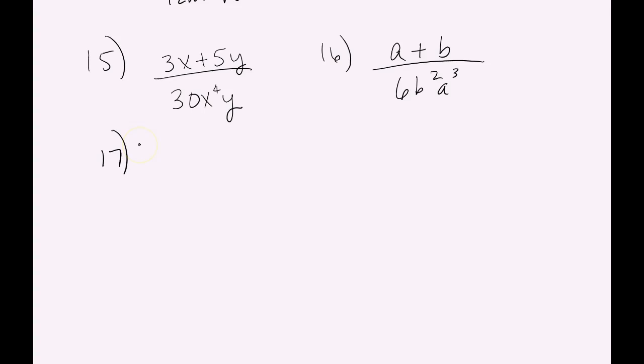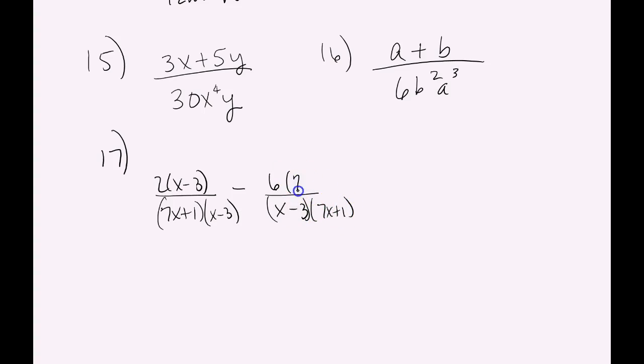17. Alright, now they do not match, so there is no common denominator. On 17, this one is a 7x plus 1, and this one's an x minus 3. So guess what? I just need to multiply these two together since they don't match. I need to make sure that both binomials, both factors, are accounted for. So on the bottom of this one, I had to multiply by x minus 3. So on the top, I multiply by the same thing. This was a 6, but I added this 7x plus 1, so I have to do the same thing to the top.